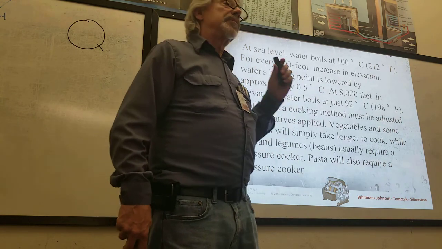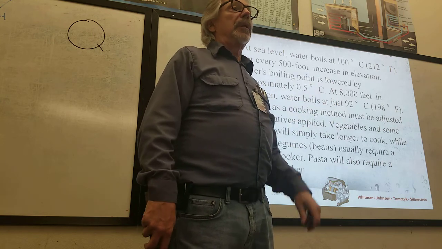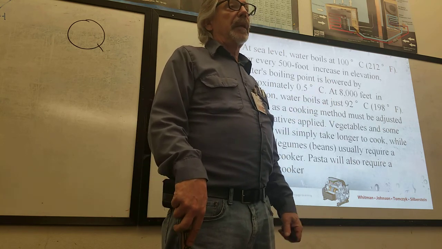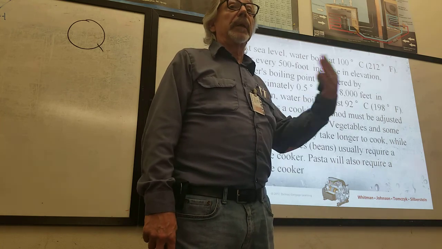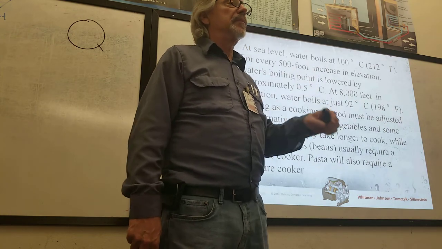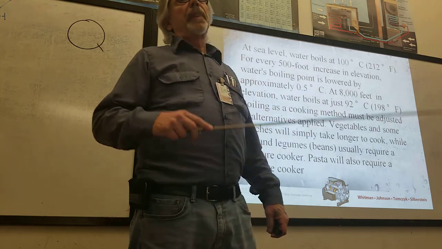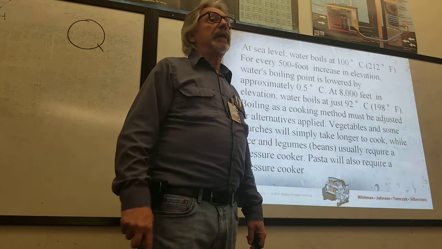Now, if you don't have pressure on the system, your water's going to boil at 212 degrees. That doesn't do much cooling. It can't circulate the water because it's boiling off. So they increase the pressure in the cooling system to raise that boiling point so that water can still stay liquid.